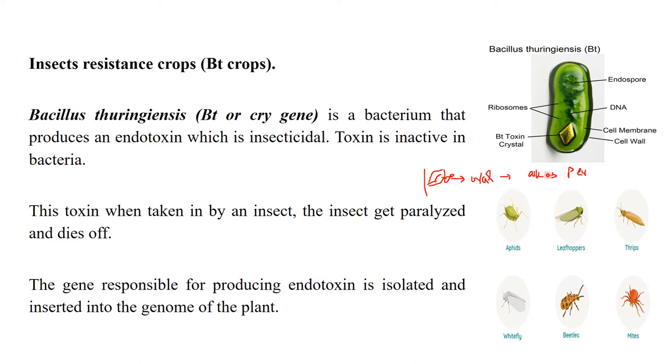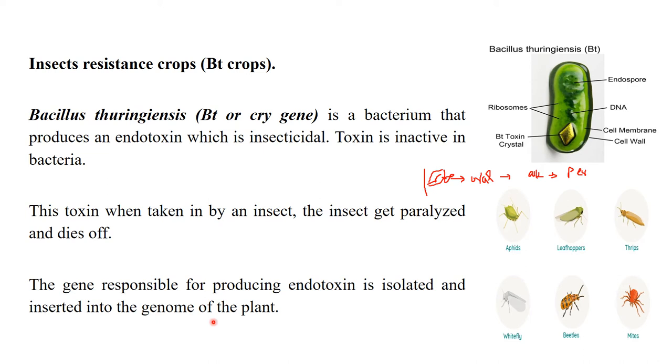So BT crops क्या होते हैं? BT crops are the crops having BT genes, or Bacillus thuringiensis are the cry genes जो होते हैं उसमें insert होते हैं, और वो plant जो BT crops कहलाती हैं. Bacillus thuringiensis, bacterium that produces endotoxin, which is insecticide. Toxin is inactive in the bacteria. This toxin, when taken by the insect paralyzes and get dies out. The gene responsible for producing endotoxin is isolated and inserted into the genome of the plant. हम इसको plant के genome में insert कर दिया.